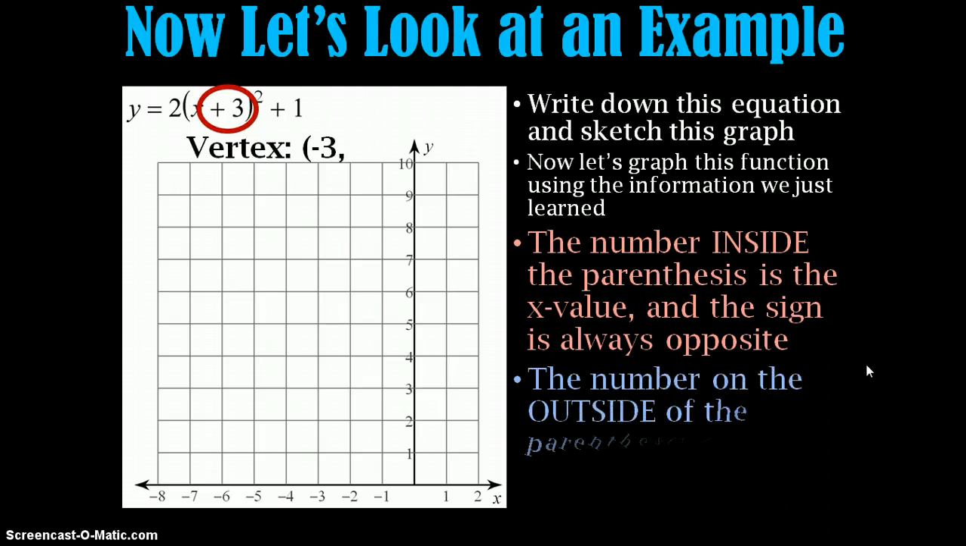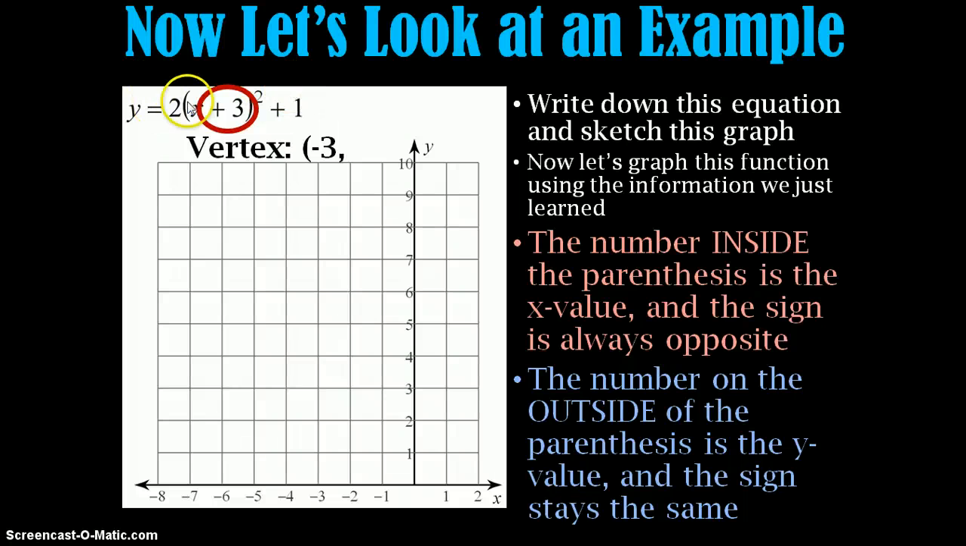The number on the outside of the parentheses, now notice here we have a number on the outside over here, but it's always this following number, this adding or subtracting. So it's a positive 1, so we're going to go with the opposite and go with it. No, I'm sorry, we're going to go with the same, and it's a positive 1. The only thing that's opposite is the x value. The y value stays how it is.